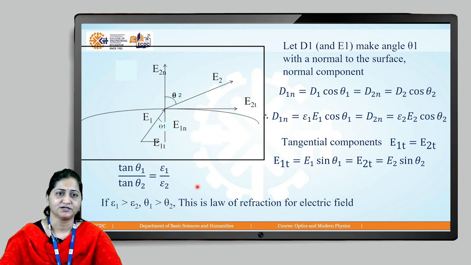Similarly, there is a law of refraction for the magnetic field also, which we will discuss in our next video. From this equation, you can understand that if epsilon 1 is greater than epsilon 2, then theta 1 is greater than theta 2. Now, is this law of refraction the same as the law of refraction that you have studied for light, that is Snell's law? You have to think about that. We will discuss all these things in our next lecture.